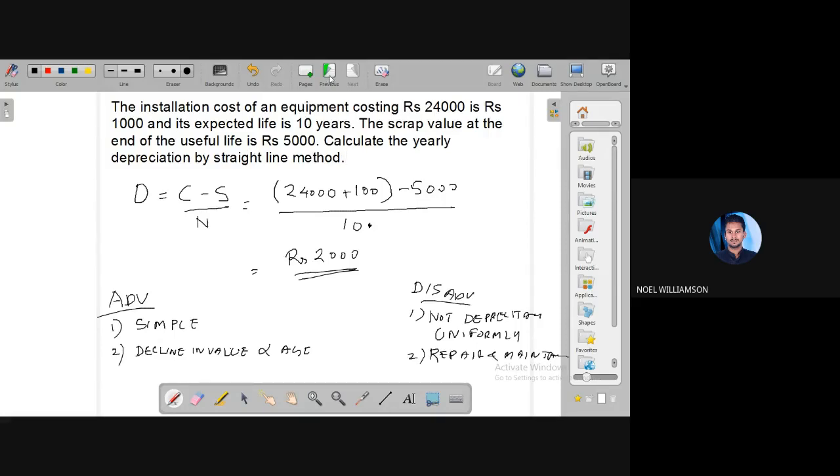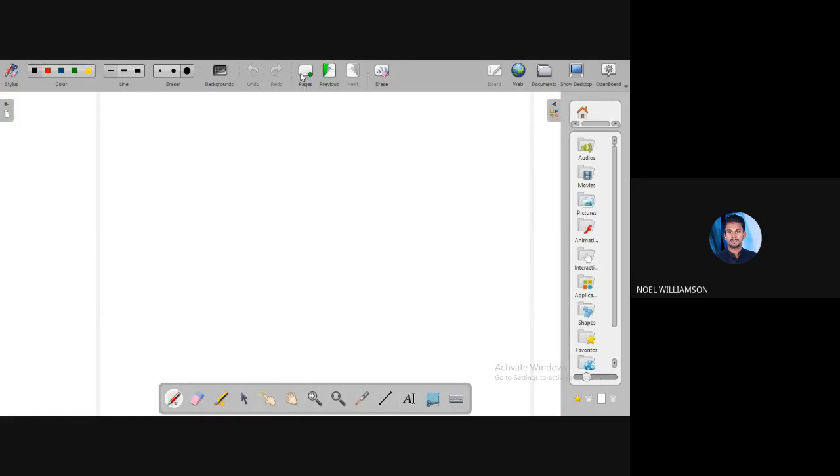Now we'll move to methods for calculating depreciation. The first method was the straight line method. There we find the depreciation as a function of the initial cost, expected life, scrap value, etc., by using this formula, D equal to C minus S by N, where C includes the initial cost, installation cost, repair cost, etc. S is the salvage value or scrap value, and N is the estimated useful life. Now, the next method is the diminishing balance method.